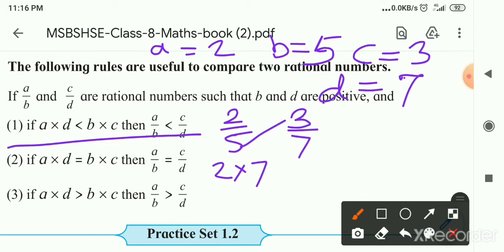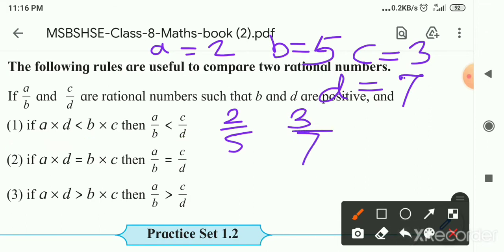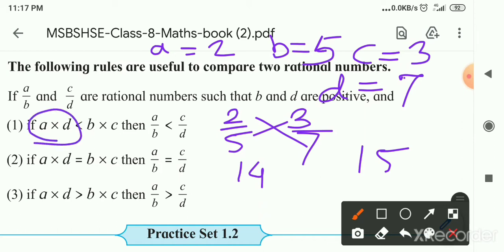We will do some changes here. First of all, 3 upon 7. Now if I multiply these, 2 sevens are 14 and 5 threes are 15. So you will notice that a into d, that is 14, is smaller than 15.